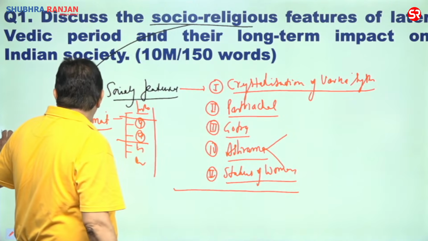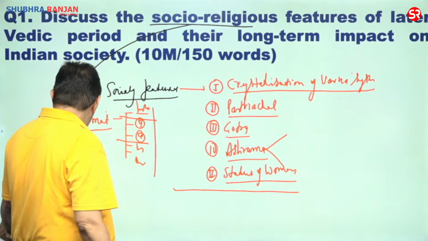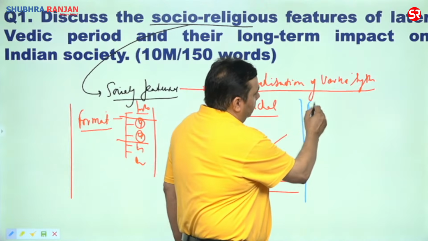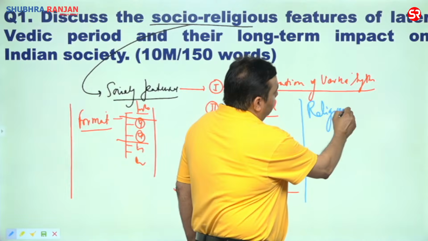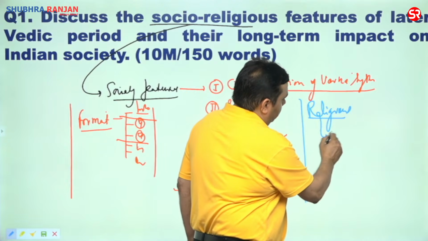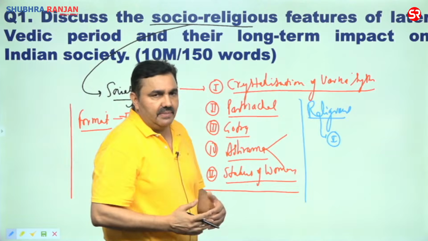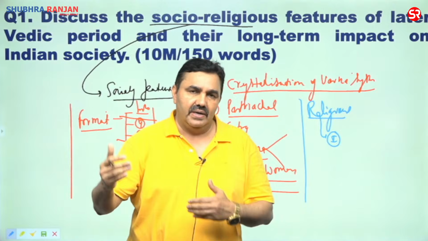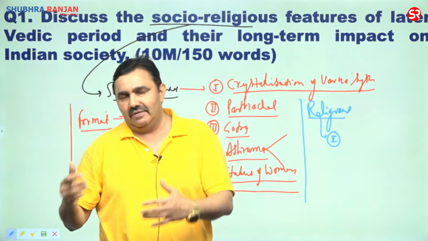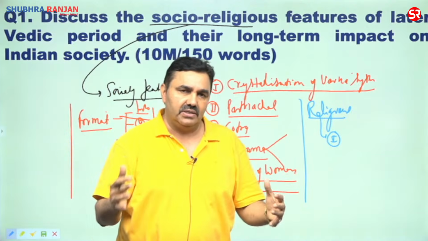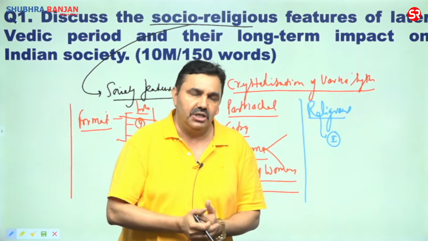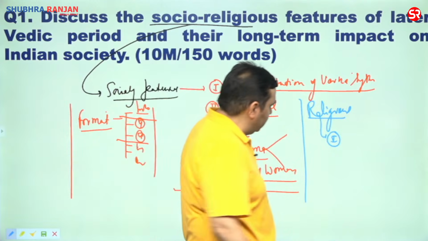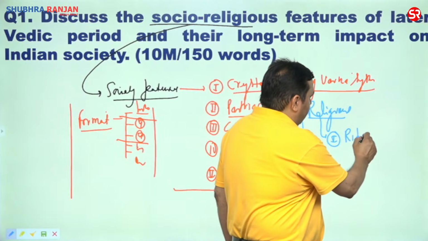Now we can pick up the features of religious life. What were the specific dimensions here? In religious life, you can think of the enlargement of rituals and ceremonies. The rituals and ceremonies became elaborate. What kind of rituals? Ashvamedha sacrifice, Vajapeya sacrifice, Rajasuya sacrifice. These kinds of elaborate rituals and ceremonies came into existence. These kinds of ceremonies were absent in the early Vedic age. Some of these ceremonies used to continue for days and months together. So rituals and ceremonies became elaborate.